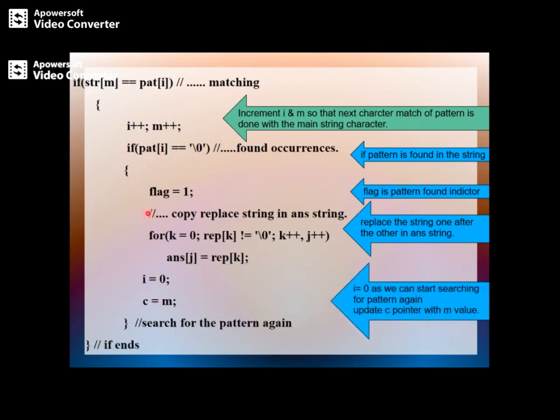Okay, and then you can do the further search for the pattern again, in case it exists. Okay, this if also ends. Once this if ends, then we have an else part also. What's the necessity of the else part?